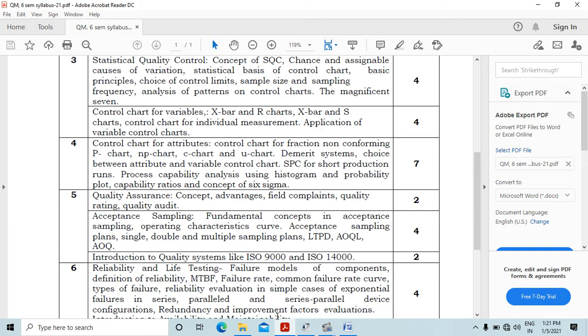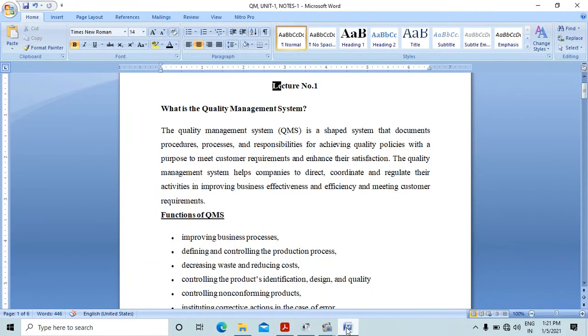So we start our first segment, means unit number first. This is our first lecture of unit number first. In this lecture we will discuss the quality management system. First of all, we will discuss what is the quality management system. The quality management system is a formalized system that documents procedures, processes and responsibilities for achieving quality policies, with a purpose to meet customer requirements and enhance their satisfaction.